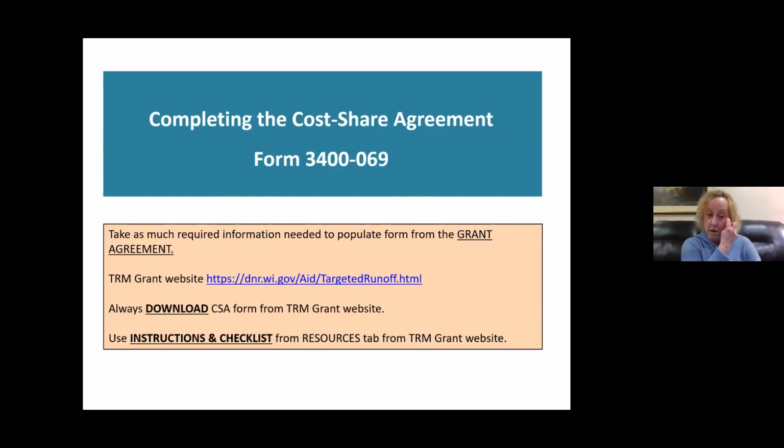And again, the TRM grant website is listed there for your use. We really want to make sure that you always download the cost share agreement form from the TRM grant website to make sure that you have the most current version of the form. We do periodically update it. We haven't actually since August, I believe, of 2018, but it may be ripe for some review and updates in the near future. So just always make sure you download the cost share agreement form from the TRM grant website.